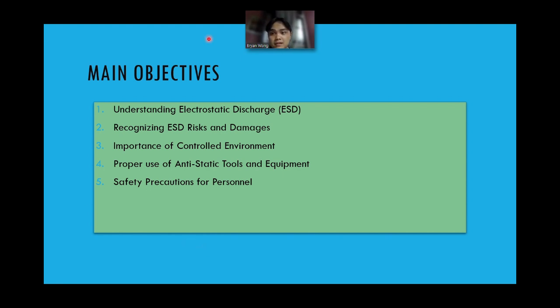Let me explain the main objectives of this chapter. First, we are able to understand what electrostatic discharge is. Next, recognizing ESD risks and the damages caused. Third is the importance of controlling the environment, as it will affect ESD. Fourth is proper use of anti-static tools and equipment. Last but not least is safety precautions for personnel. All these 5 objectives will be covered in this topic.